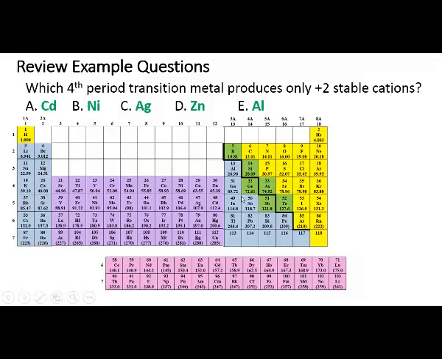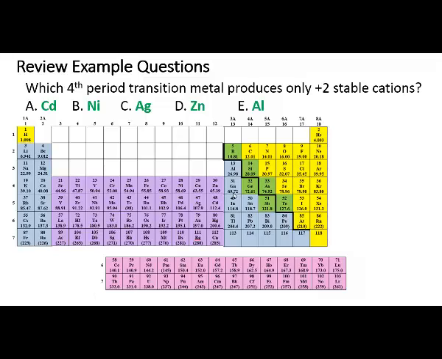So our next question would be, which fourth period transition metal produces only +2 charged stable cations? Okay, so this requires you to think about the cation charges for the monoatomic cations that we've been looking at. If we're looking at transition metals and we're looking at only one possible stable charge, there's only a few of them that you are expected to know that would form only one charge that was stable.